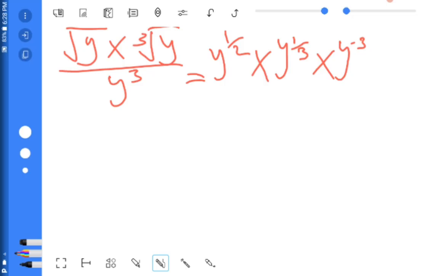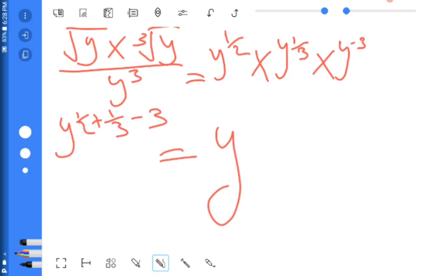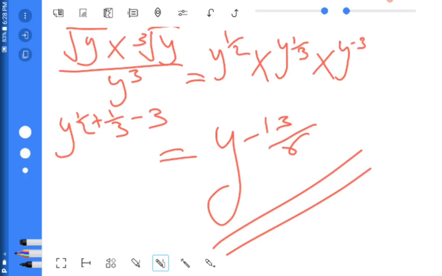So remember the multiplication law, which says that we have now to add the power. So our result is y to the power half plus 1/3 minus 3. So when you now do that, you're going to have that your answer is y raised to the power of negative 13/6. And that is your answer.